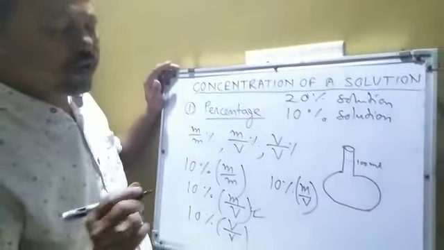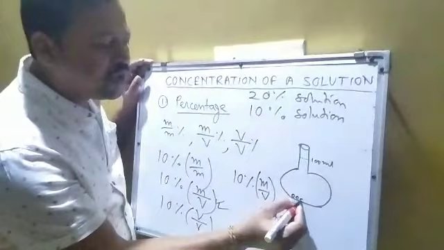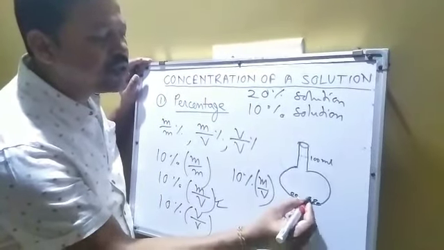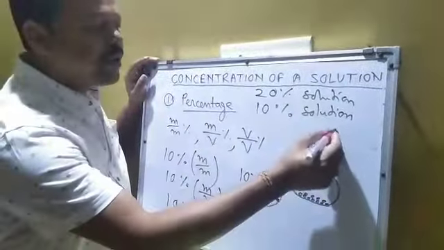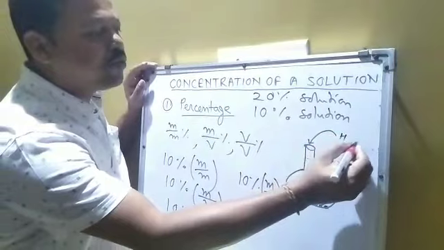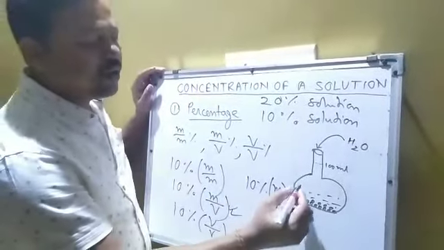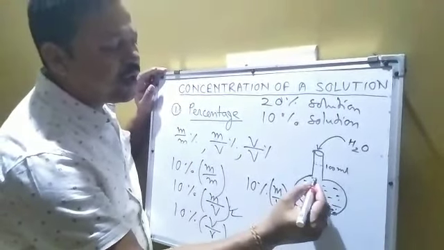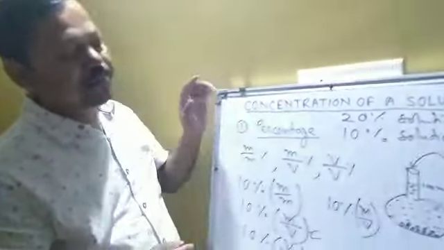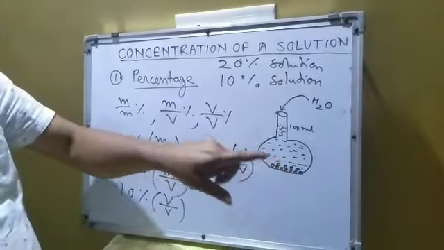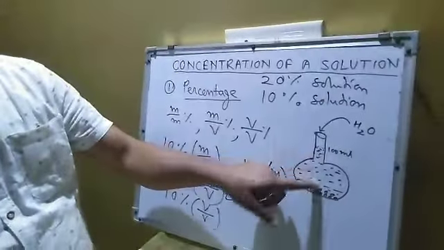Suppose you want to prepare a sugar solution. First you measure 10 gram of sugar, and that 10 gram of sugar you take in your volumetric flask. Now you have to take the solvent, I mean you have to take water. You add a little amount of water, then you shake the solution, you dissolve it. Now you increase the volume of water and you make it exactly up to the mark, that means 100 ml. That means here 10 gram of solute, I mean 10 gram of sugar, is present in 100 ml of solution. Solution means it contains both solute and solvent.